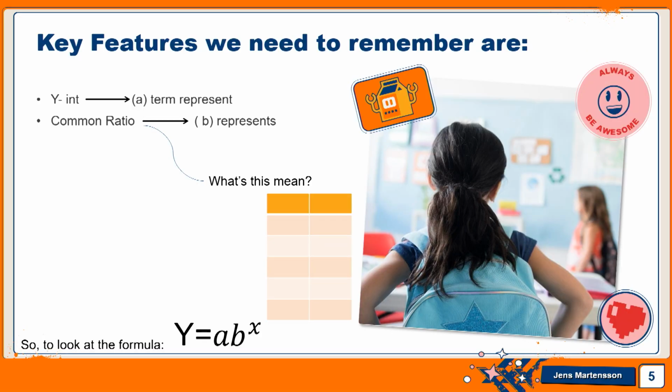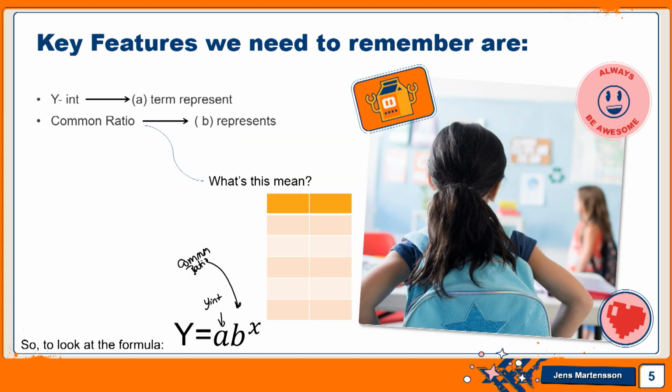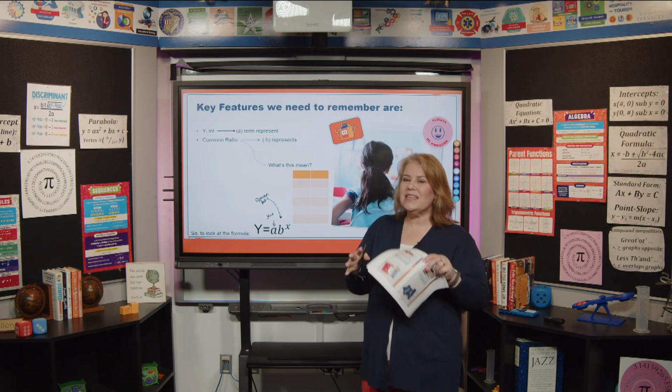Key features we need to remember are, so obviously my y-intercept is my a term when we're looking here, so this is going to be my y-intercept. Then my common ratio, okay, that's my b. So this one down here is my common ratio, and we're needing to make sure that we are putting this in our notes. So then, what does this mean? Common ratio. What am I talking about? A common ratio. So let me go ahead and give you a chart that we can look at and see if we can see those common ratios.